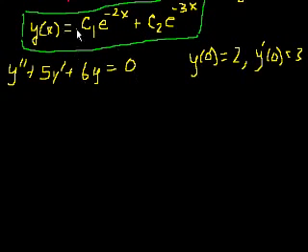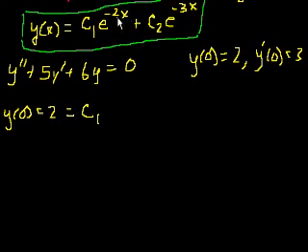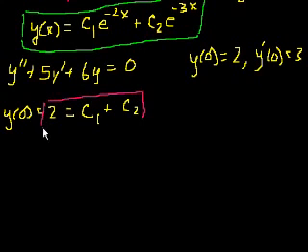Well, let's just use the first initial condition. y of 0 is equal to 2, which is equal to, essentially just substituting 0 into this equation. So it's C1 times e to the -2 times 0. That's essentially e to the 0, right? So that's just 1. So it's C1 times 1, which is just C1, plus C2 times e to the -3 times 0. This is e to the 0, so it's just 1. So plus C2. So the first equation we get when we substitute our first initial condition is essentially C1 plus C2 is equal to 2.